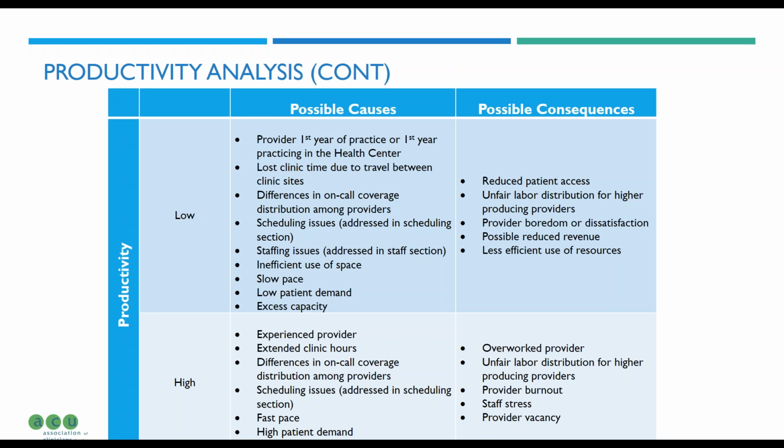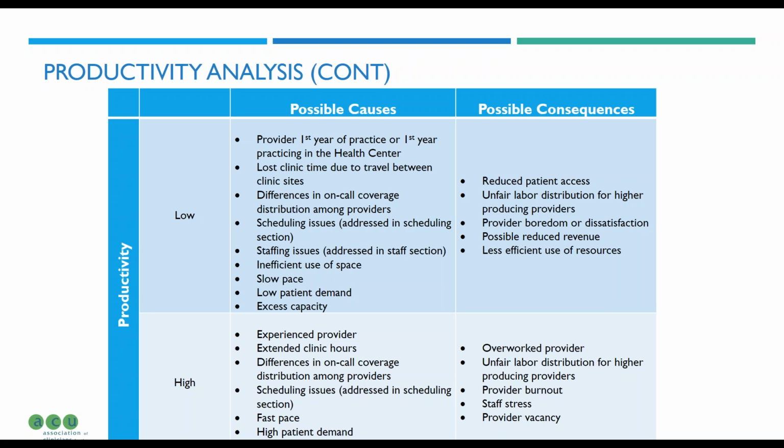It could also be that you have one provider travel into 3 or 4 clinic sites and they lose time due to travel. So that's either something that is fine for you because you need that to be done, or something you might take a look at. Differences in on-call coverage distribution among providers. Maybe one provider isn't in the office as much to take more calls. Scheduling issues, and we're going to talk about that in depth as we get to the scheduling section.